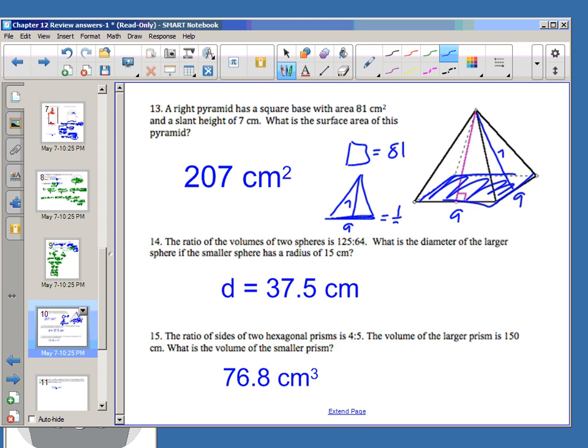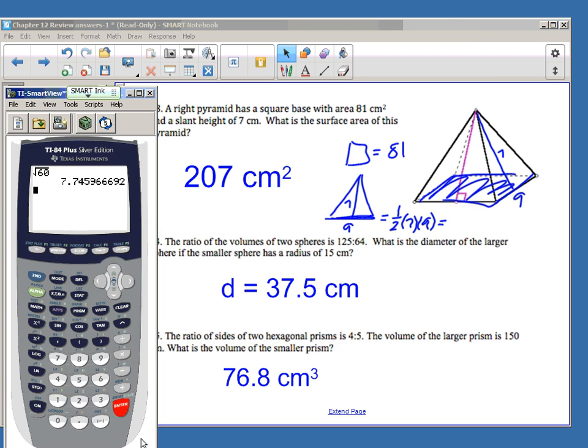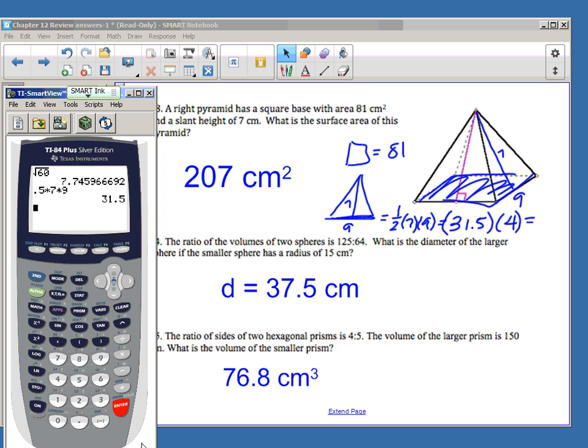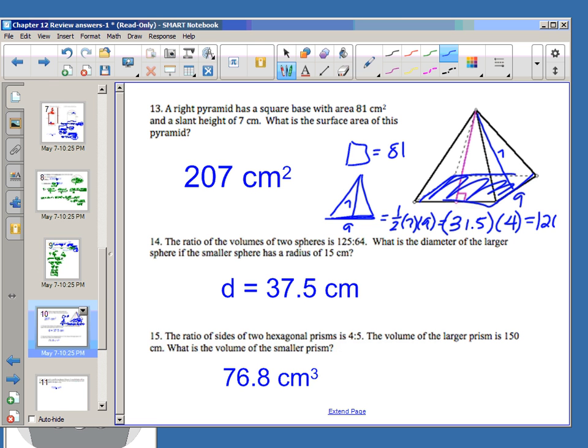So to find the area of that, I'm going to do 1/2 times 7 times 9, which gives me 31.5. I have 4 total triangles, so I'm going to multiply that by 4. So I get total triangles area to be 126. So that's the total triangles. This is the total square. So 81 plus 126 should give me a total of 207 centimeters.